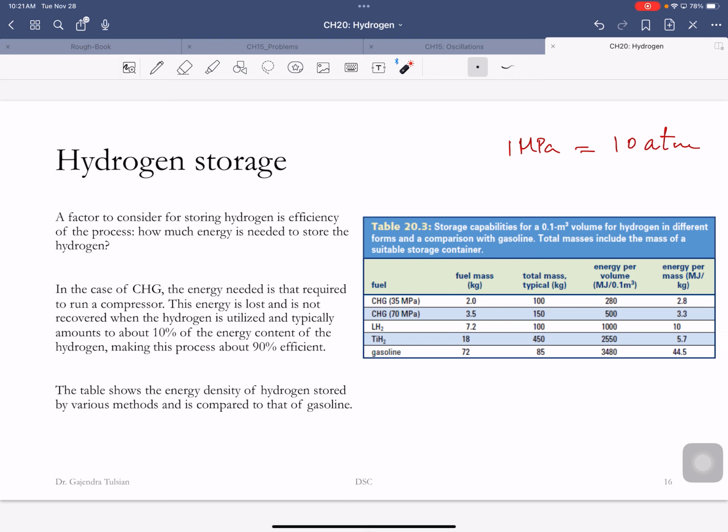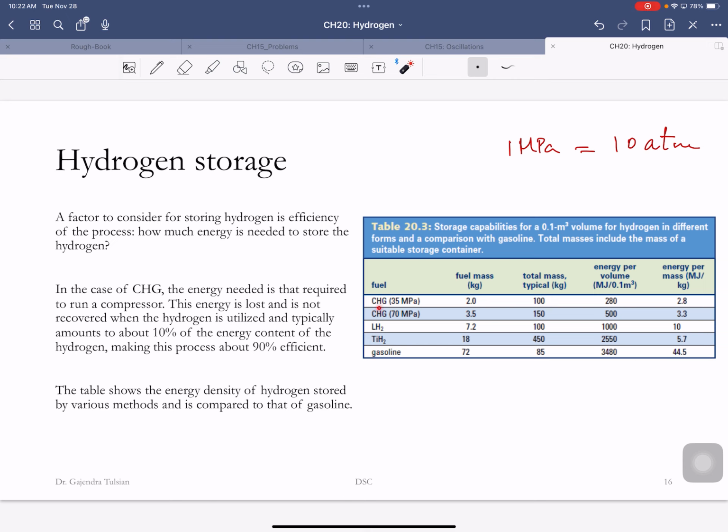Gasoline is very convenient. We have the infrastructure. You just pump it. It has high density and all that stuff. This is clean fuel, but it has a large volume. That's the problem. Even the energy content is 3 times, so 3 times 3 is 9. You're still behind. So this is compressed gas. This is liquid hydrogen. This is hydrogen in a metal.